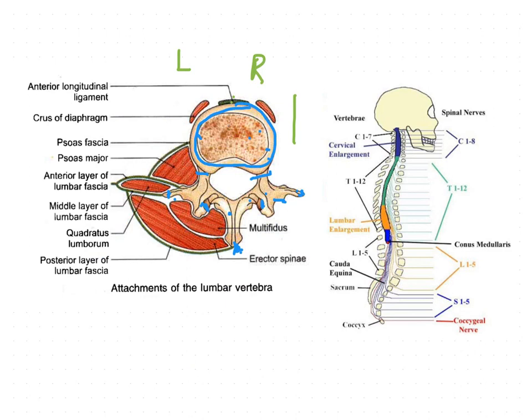So these are all about the attachments and relations of the lumbar vertebrae as well as the ossification of the lumbar vertebrae. In the next session, we are going to see the applied anatomy related to the lumbar vertebrae.